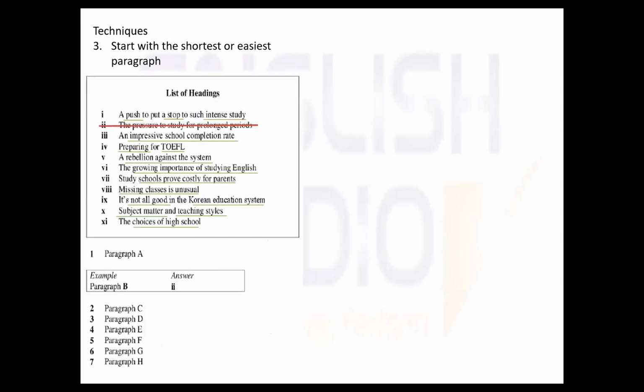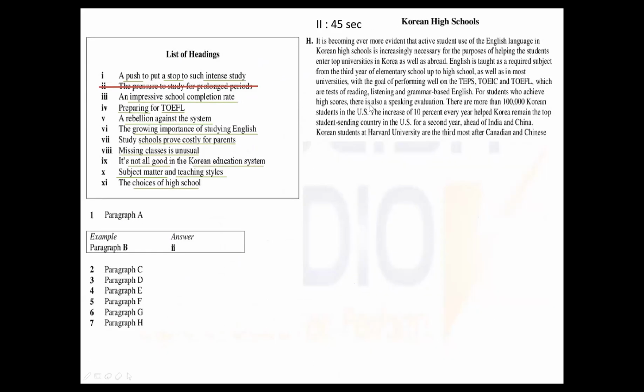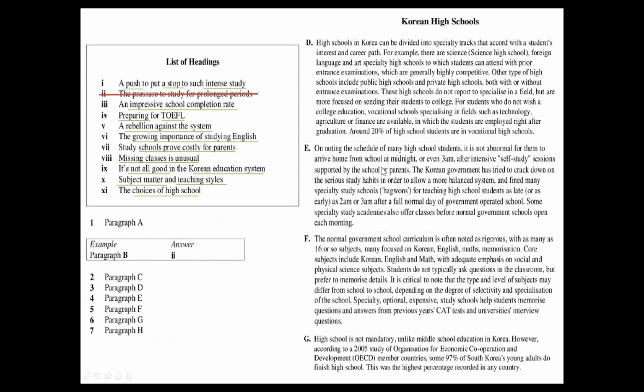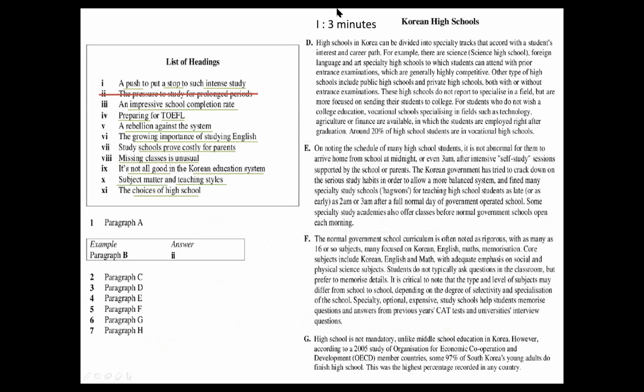Okay, and number 3, start with the shortest or easiest paragraph. So here we have the reading passage. It's about Korean high schools. We have sections A, B, C, D, E, F, G, and H. So what you have to do is start answering this matching paragraph heading question by answering the shortest or the easiest paragraph first. Here I can say that D, E, F, G is quite easy because it's not too long, and also we have this shortest one.